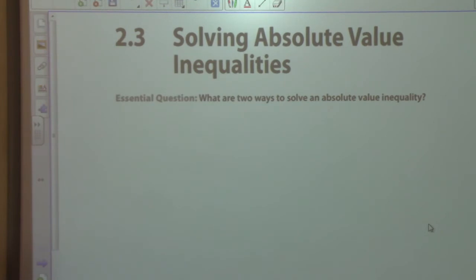We're going to be starting on section 2.3, which is solving absolute value inequalities. And we have the essential question: what are two ways to solve an absolute value inequality? Anybody can read my mind right now? Figure what those two ways are? Graphing and equation, or algebraically.